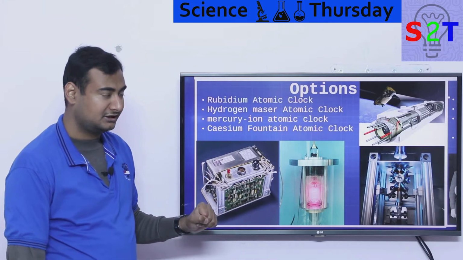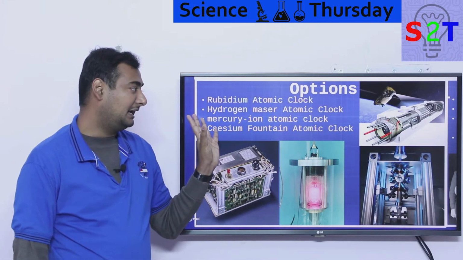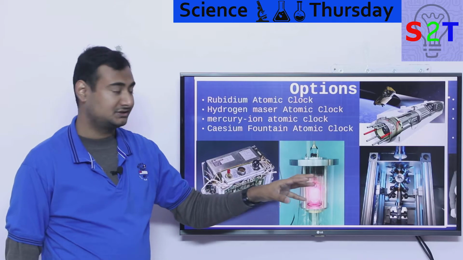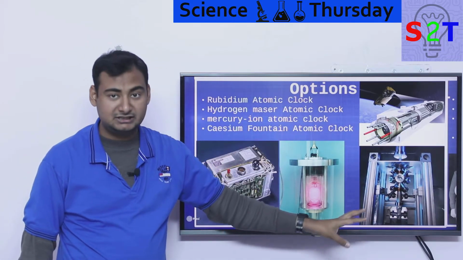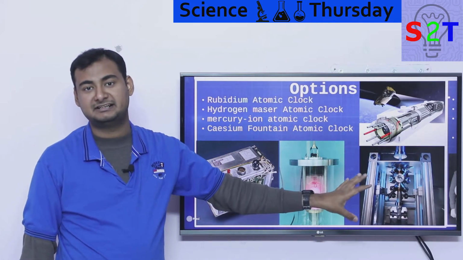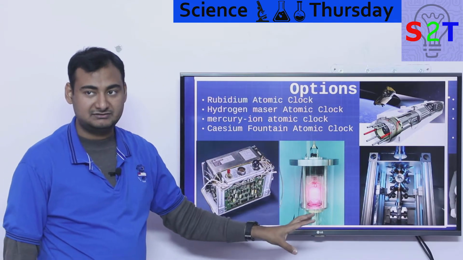All the links are provided down below, so do not worry too much about it. And that will be used for deep space missions. Then you have the cesium fountain atomic clock. This is right now, as I talk to you, the current world standard for the second. Like, cesium will behave this many times.